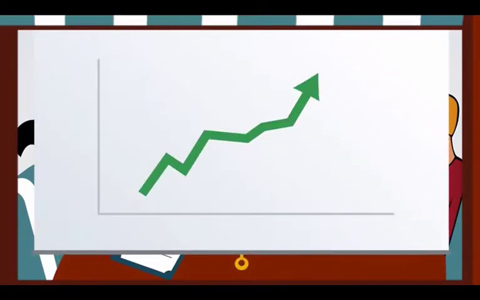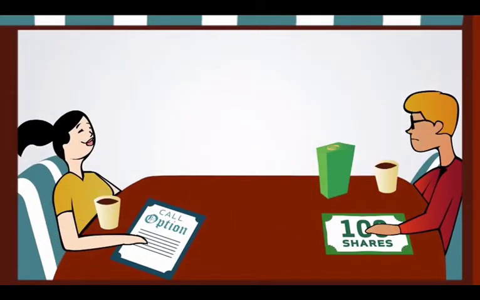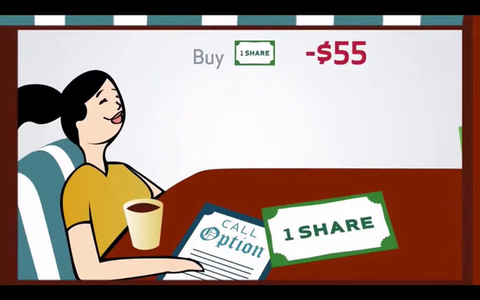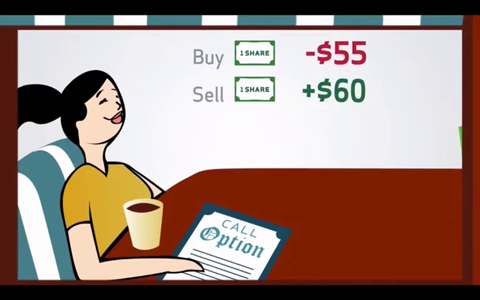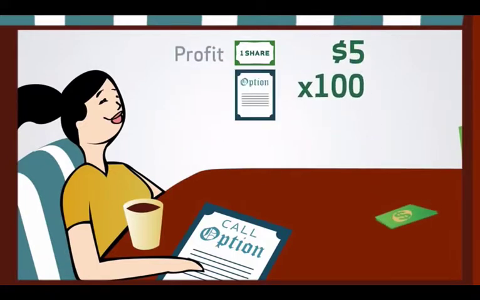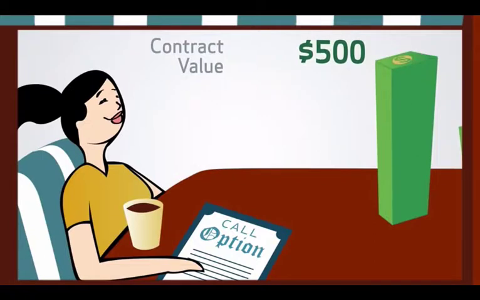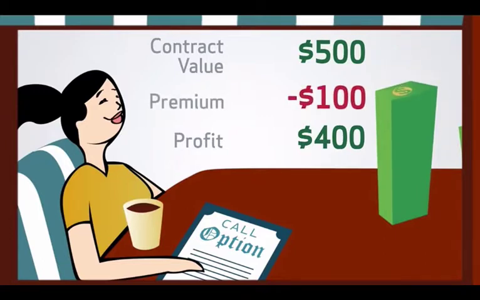Suppose our buyer's instincts were right, and Stone Curb stock is now selling at $60 a share. Remember, the call option allows our buyer to purchase shares of the stock for $55 a share. Our buyer could purchase each share from the seller for $55 and then sell it at market value for $60, making a profit of $5 per share. Because an option contract represents 100 shares, our buyer's contract is essentially worth $500. If our buyer sold her contract, she could potentially make around $400 in profit: the value of the contract minus the $100 premium she originally paid for it, as well as any commissions and fees.